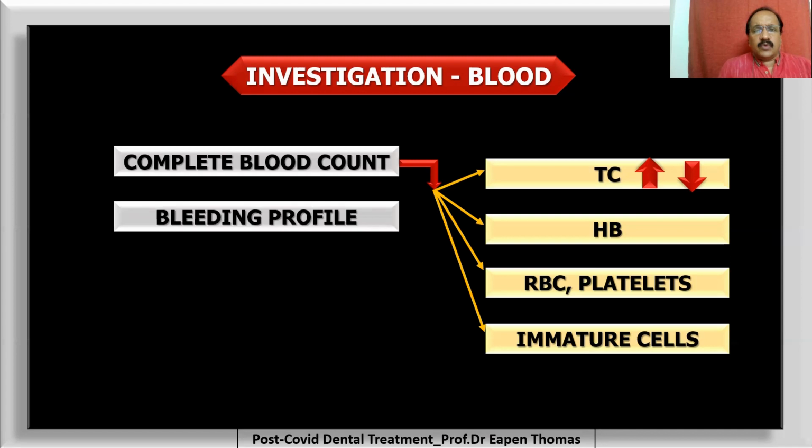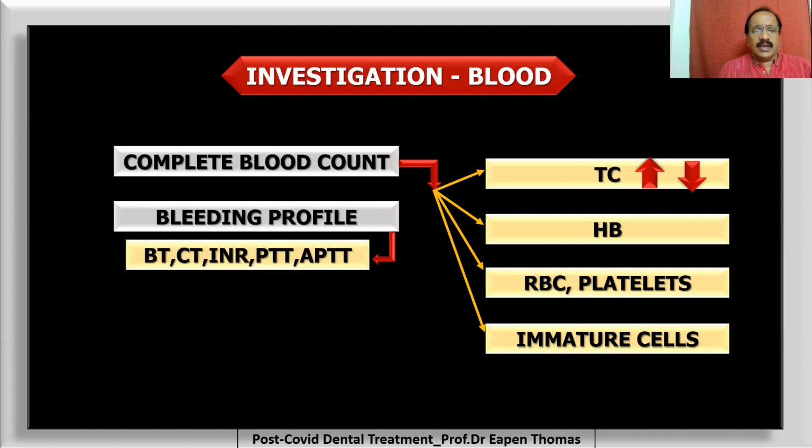And then the other part, which is very important as far as the blood investigation is concerned, is the bleeding profile. Now, these patients might be on anticoagulants, like I told you earlier. It's not just antiplatelet. They might be on anticoagulants too. So their blood parameters would definitely be changed. So you have to look in terms of values like BT, CT, bleeding time, clotting time, INR, PTT, APTT.